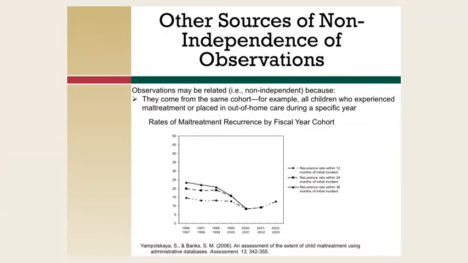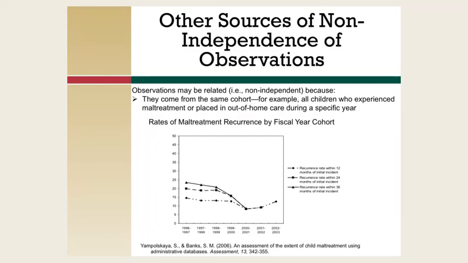Another source of non-independence is that children may come from the same cohort. For example, all children who experienced maltreatment or were placed in out-of-home care during a specific year. These are the kinds of measures that we use in our 4E waiver evaluation, and I'm sure that many of the other evaluators do as well. This is an example: rates of maltreatment recurrence by fiscal year cohort. So that's another source of non-independence of observations when you have children in the same cohort.